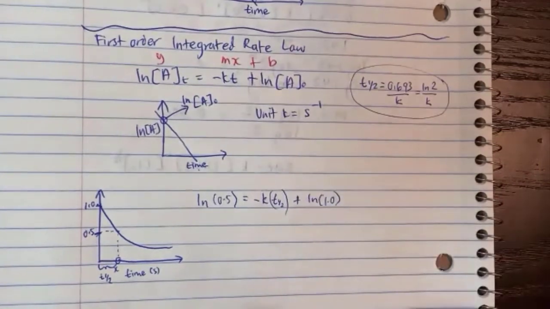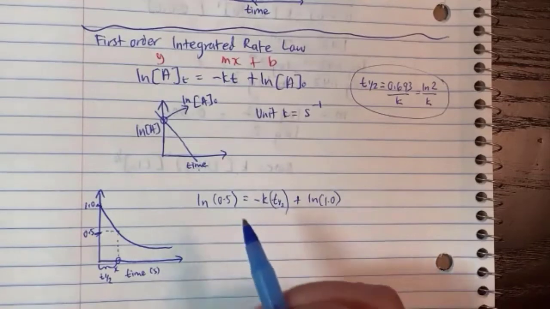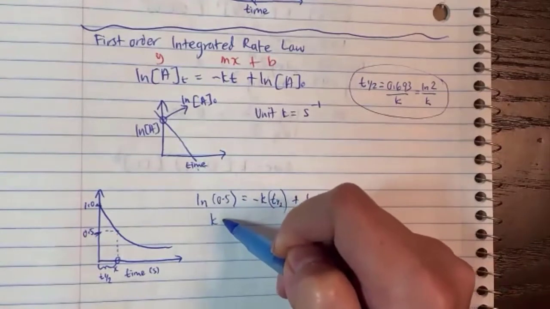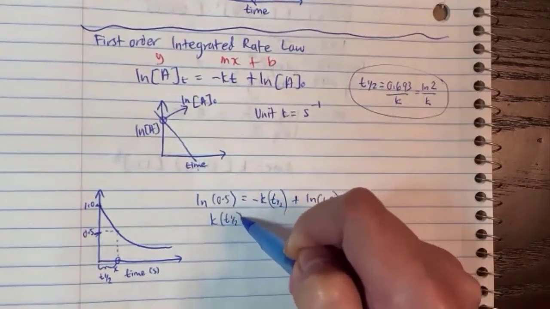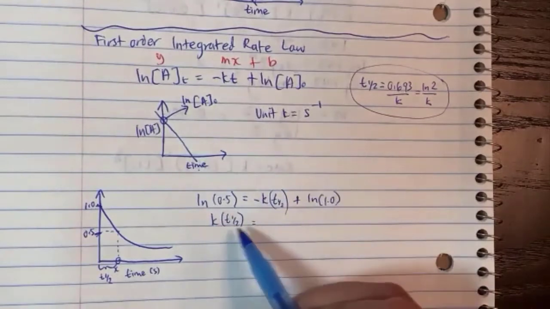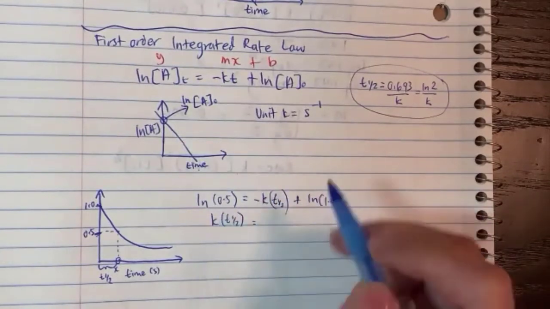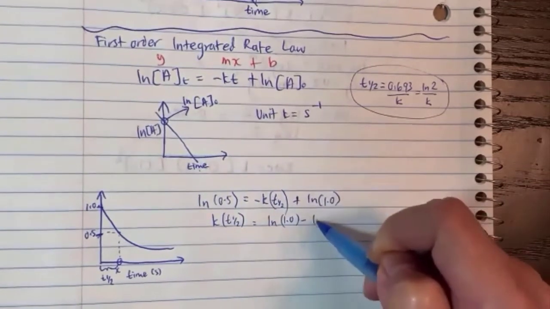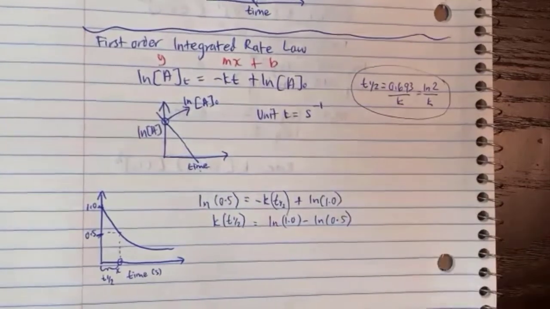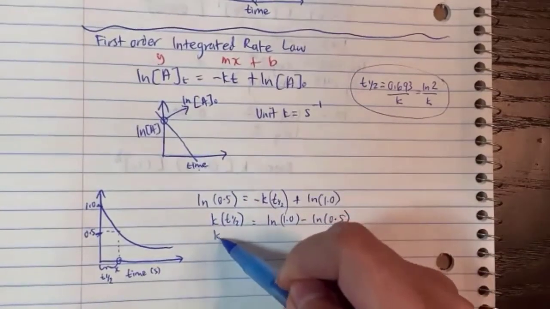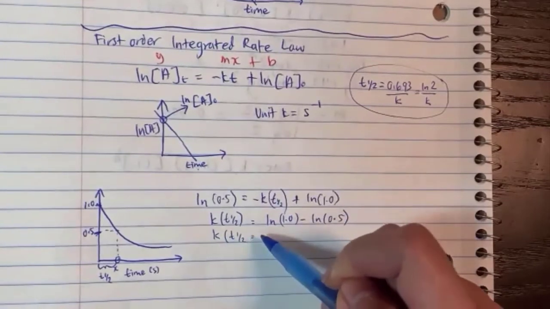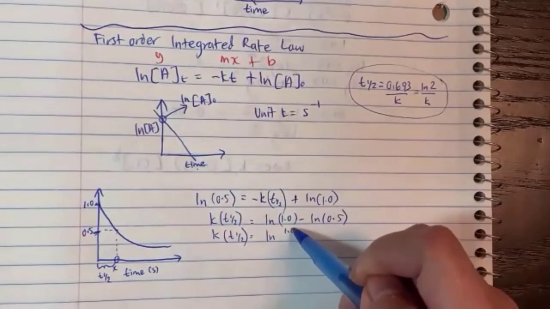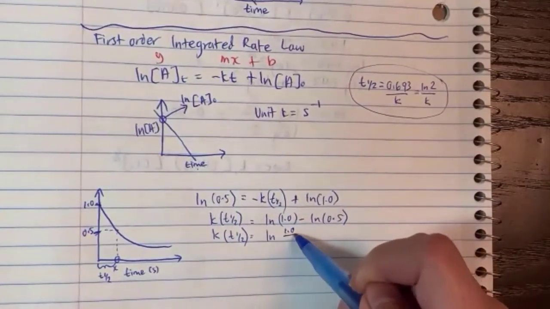Okay, we'll use algebra here and rearrange it a little bit. I'm going to take k times half-life and move it to the other side, plus on both sides. So it's no longer on this side, now it's positive. And then subtract, and take ln 1 minus ln 0.5. So basically k times half-life is now ln 1 minus ln 0.5. If it's ln minus ln, you can just combine it.